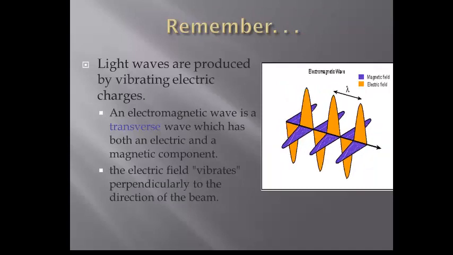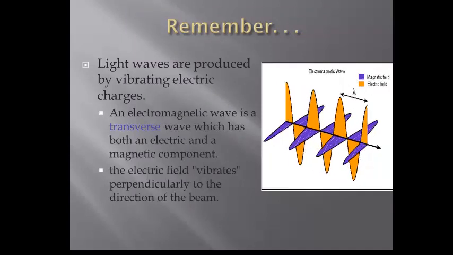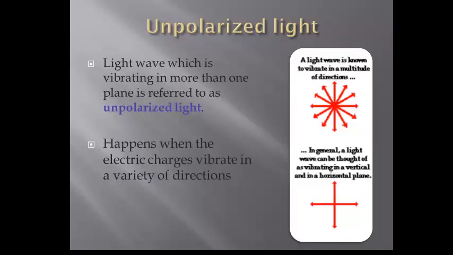As a reminder, we get light waves when we have vibrating electric charges. An electromagnetic wave is just a transverse wave which has both an electric and a magnetic component. These electric fields vibrate perpendicularly to the direction of the beam. Typically, light travels as unpolarized light, and that means light has more than one plane that it's vibrating on.